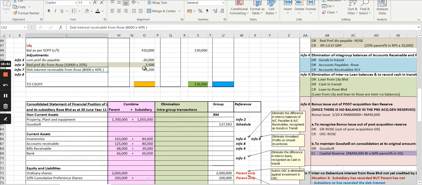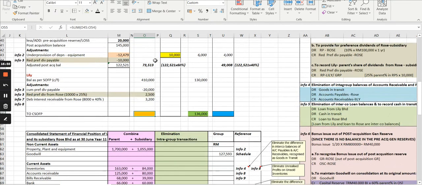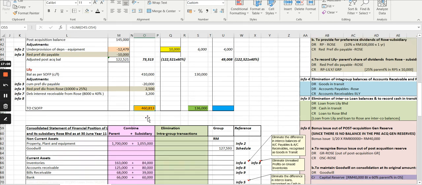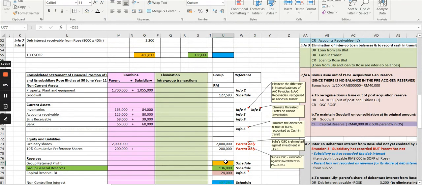Next, done with that. Now you can total up the parent's column after taking the share of profit. So that would be 460,813, and that must be shown here in your reserve section. And remember, I put the reference here. It is from the schedule, and you have already done the calculation for the retained profit of the group via the schedule.